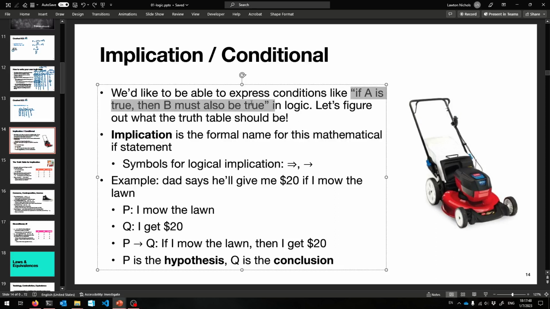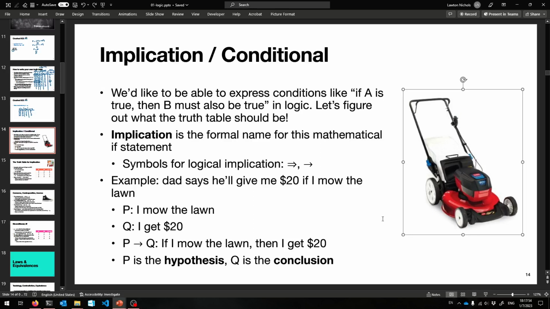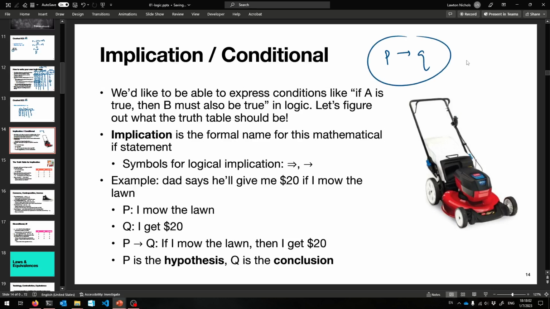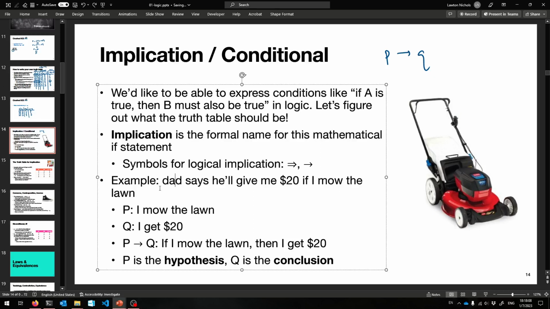If A is true, then B must also be true. So people use arrows, either double arrows or single arrows for implication. And so you write it like this. So if P is true, then Q is true. And you could also say P implies Q. That's another way of reading that a bit quicker. Okay? And so let us express the idea of implication from a normal everyday example, and then we'll talk about the truth table for it.